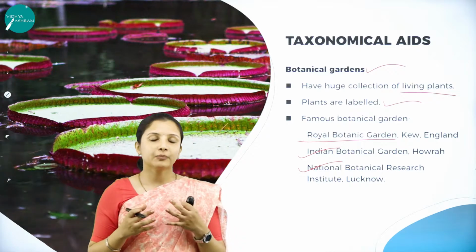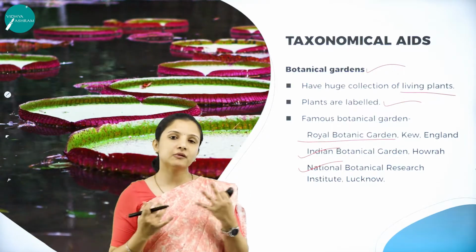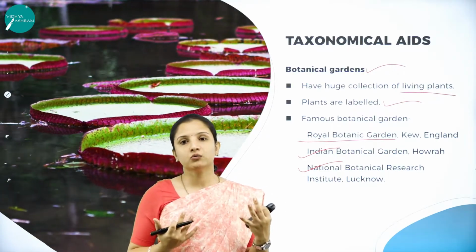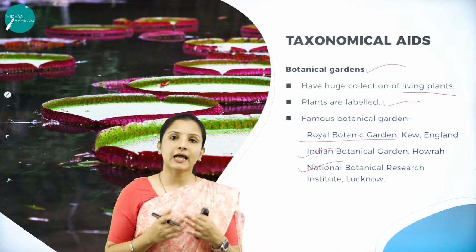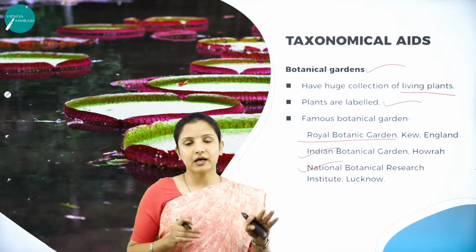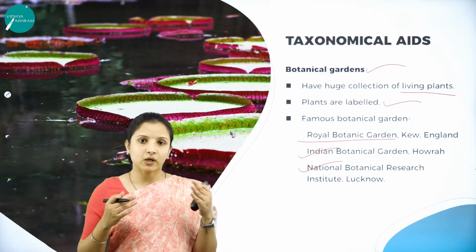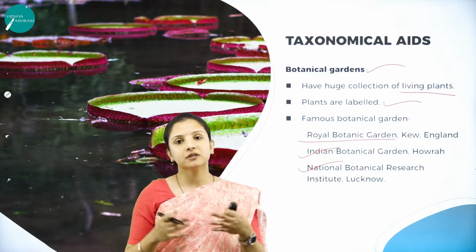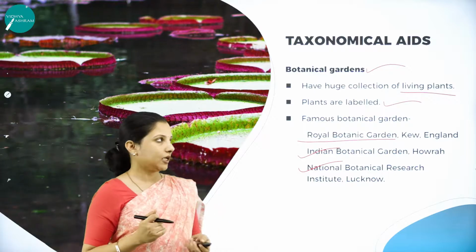So you can visit these botanical gardens and gain vast knowledge about the plants. What happens in a botanical garden is plants from different countries, or all over the world, will be brought and planted there and maintained. So if you visit the botanical garden, at one stretch you can study the diverse variety of plants that are there.